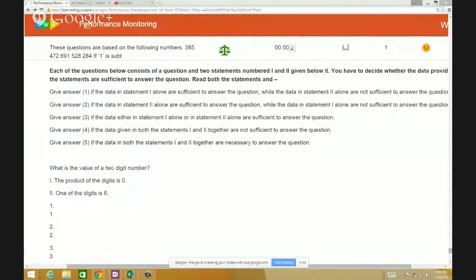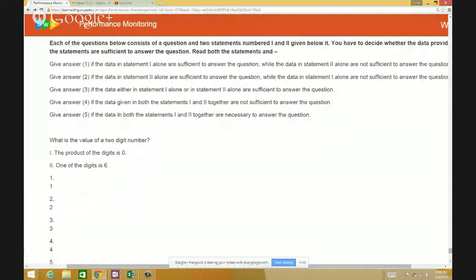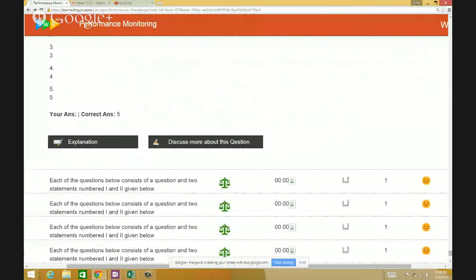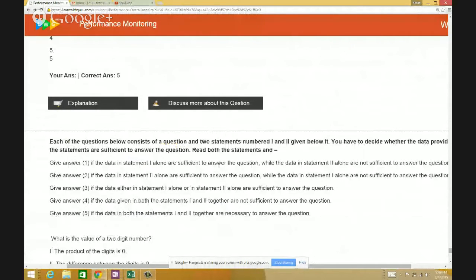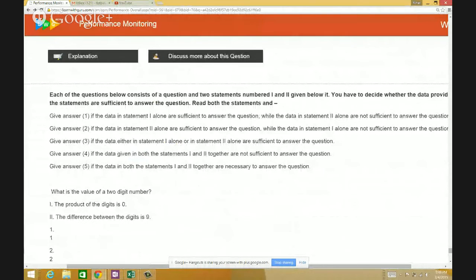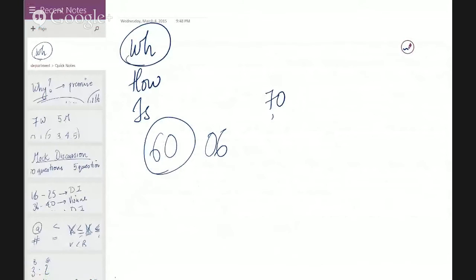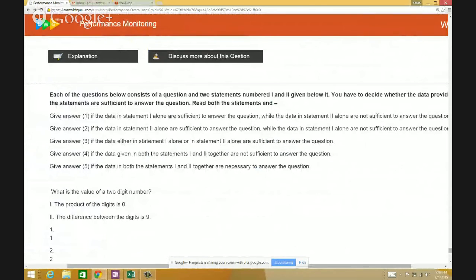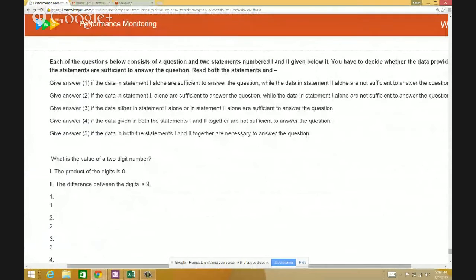So the question can be answered by both together, not by individual statements. What is the value of a two-digit number? Product of digits is 0. The difference between digits is 9. So product is 0, which means 70, 80, 90. Here the product is 0, and the difference is 9 too. So the question can be answered by using both, but not by individual ones.